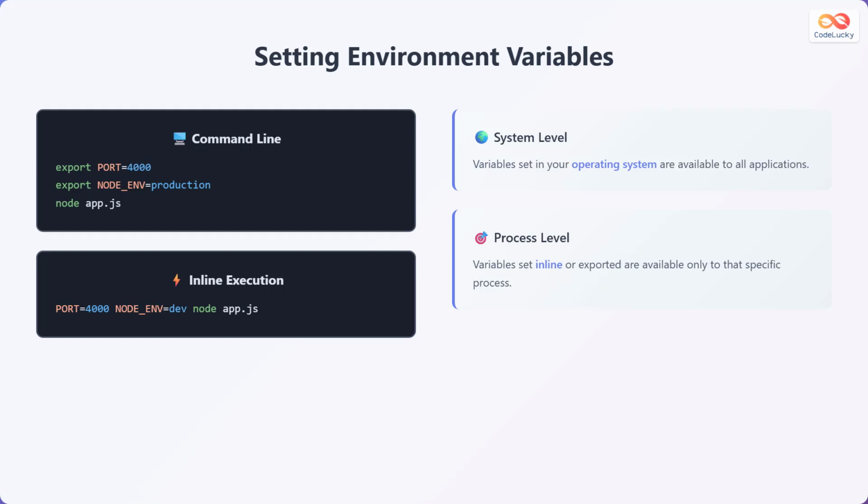There are a couple of ways to set environment variables. Using the command line, you can type export PORT=4000, export NODE_ENV=production, and then node app.js. Another way is inline execution. You can type PORT=4000 NODE_ENV=development node app.js. Variables set in your operating system are available to all applications. Variables set inline or exported are available only to that specific process.